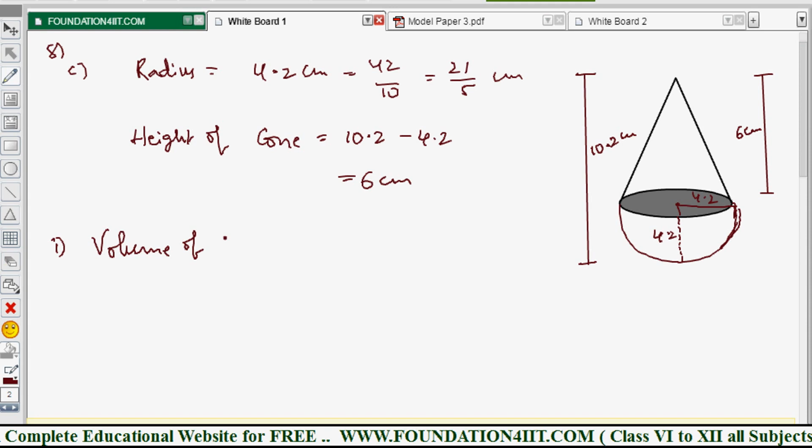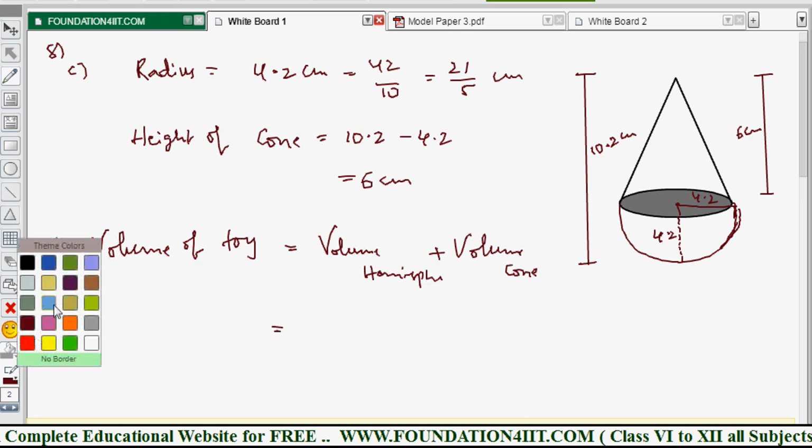So if you want to find out the volume of this toy, we need to add both volumes: the volume of the hemisphere plus the volume of the cone. We'll add both. You should know the formulas of mensuration.